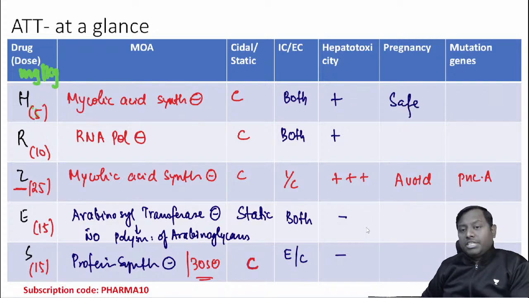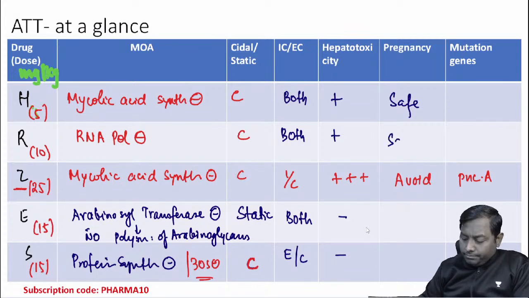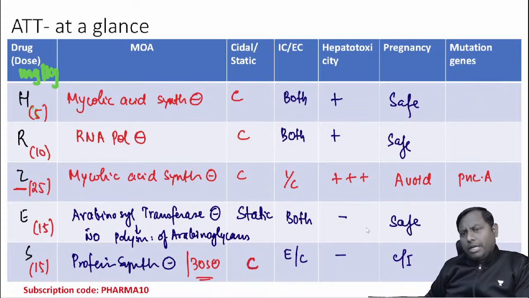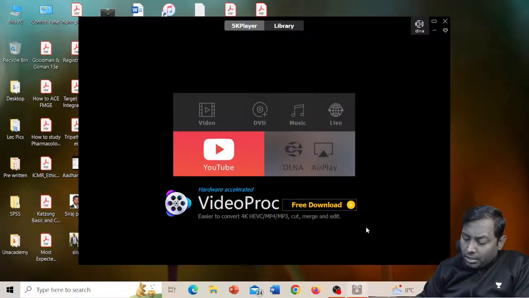No drug is 100% safe in pregnancy, but they are relatively safer, and this is contraindicated throughout pregnancy. Ethambutol is relatively safer. If you look at the gene mutation that is causing the resistance, isoniazid will be mainly the KatG gene.